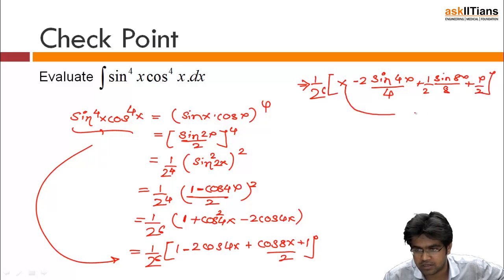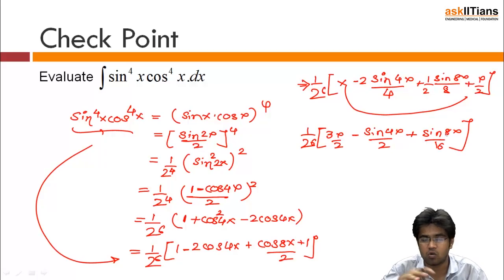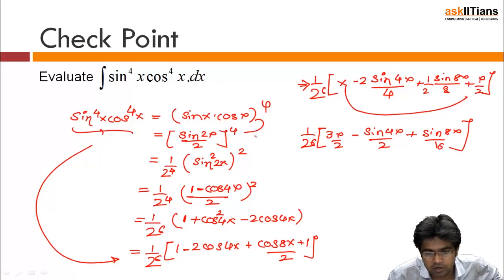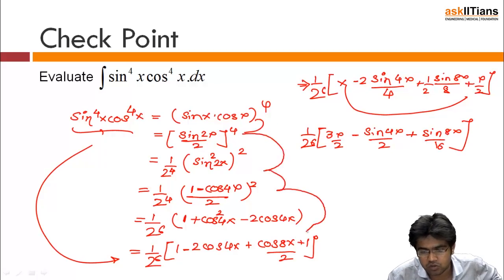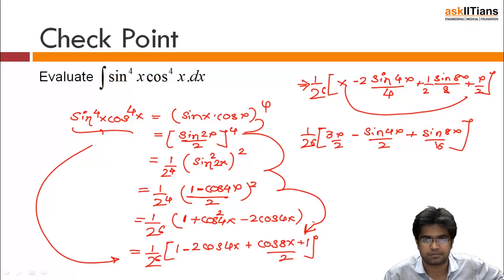So you can combine this x and this x. That means your final result will be 1 upon 2 to the power 6 times 3x by 2 minus sin 4x by 2 and then plus sin 8x by 16. So that's your final answer. You can see how easy it was. You just need to convert to the double angle until you reach a form where all of them have eliminated their powers, and then you can integrate them directly.